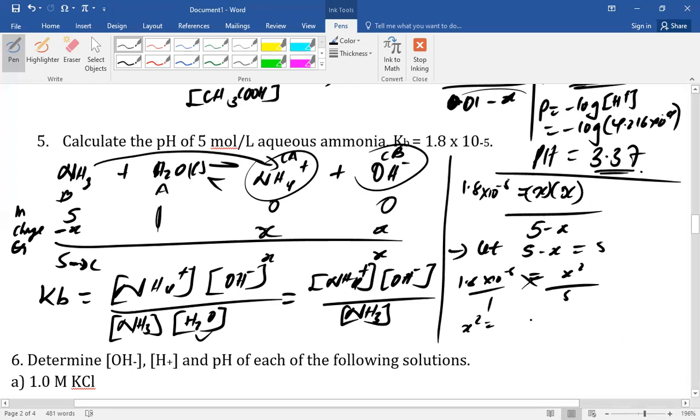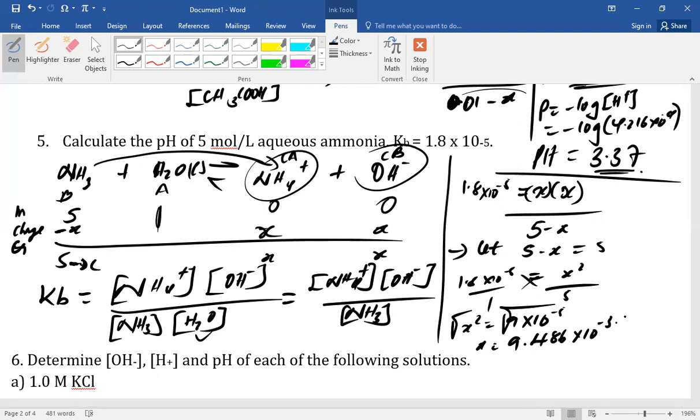So this will give us 9 times 10 power negative 5. So we square root both sides, which means x is going to be the square root of the answer, which is 6 times 10 power negative 3. So once you reach here, we're going to find now the pH.